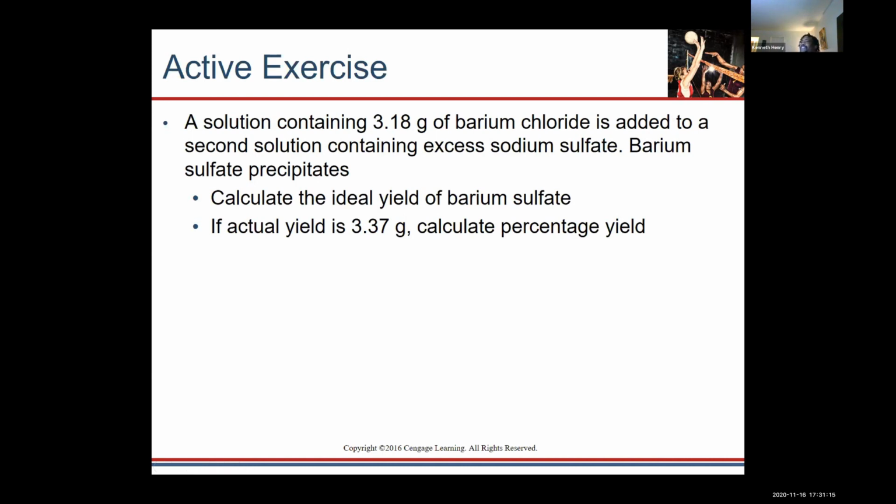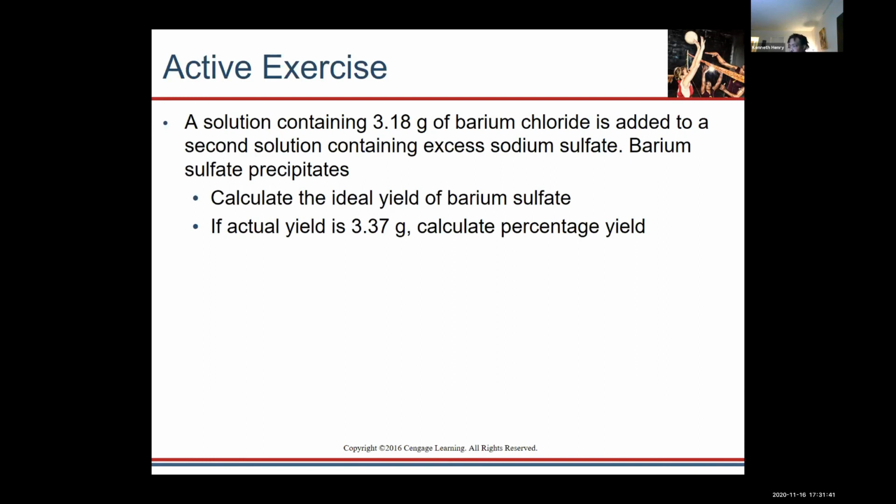Okay, so we have a solution containing 3.18 grams of barium chloride added to a second solution containing excess sodium sulfate. Barium sulfate precipitates. Calculate the yield of the barium sulfate. If the actual yield is 3.37 grams, calculate the percent yield. Okay, so what is the first thing that we want to do?